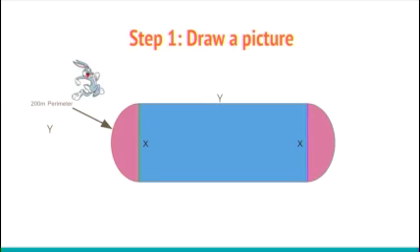Step 1. We will start off by drawing a rectangle with a semicircle on each side. Then label the sides that have the semicircle x and the other two sides y. We will then note that the perimeter is 200 meters.